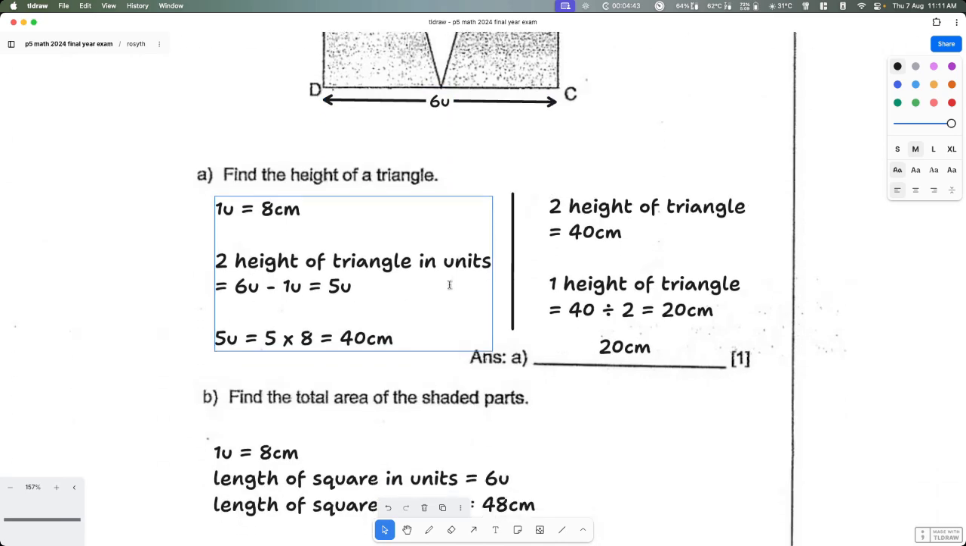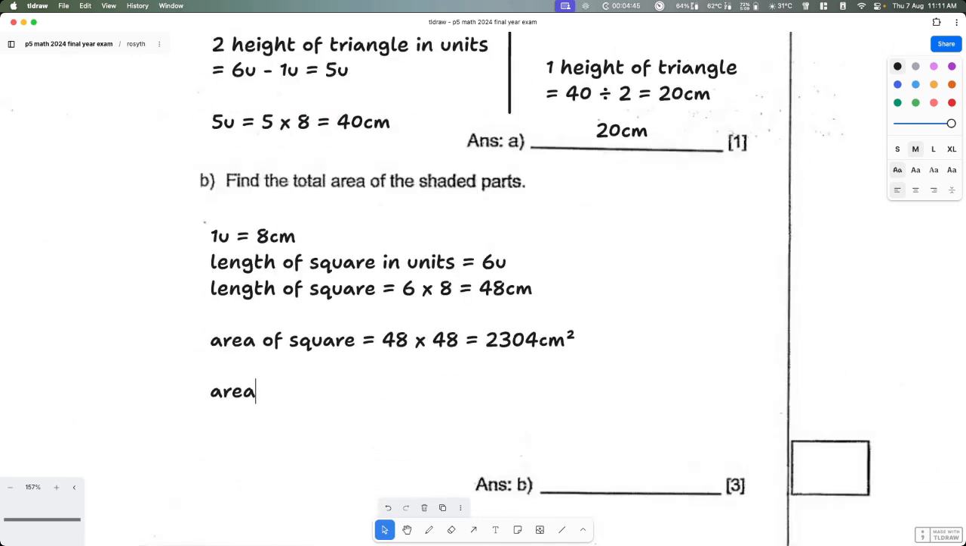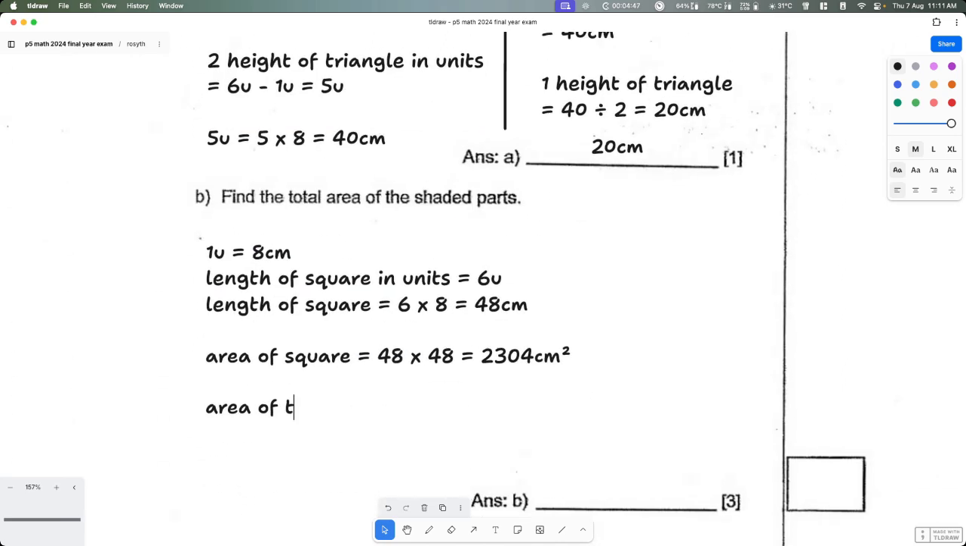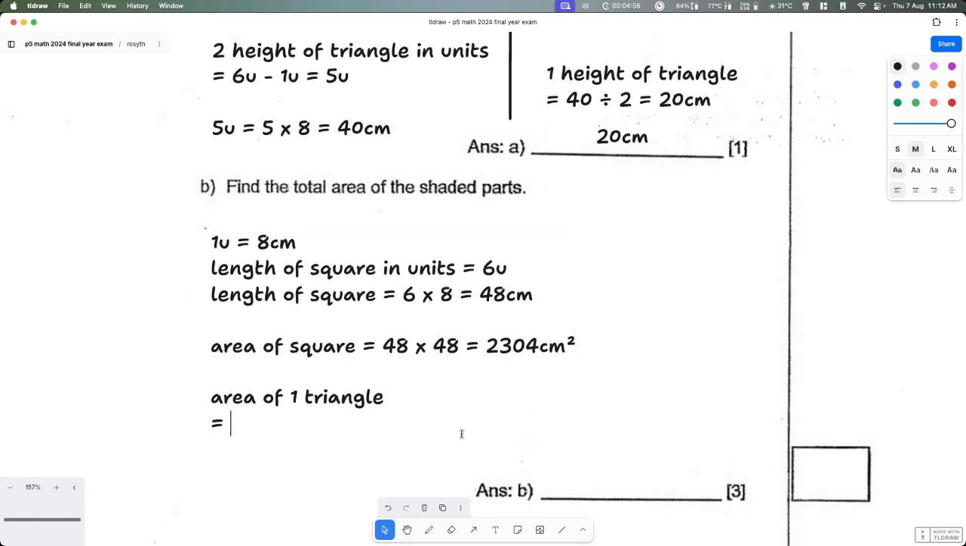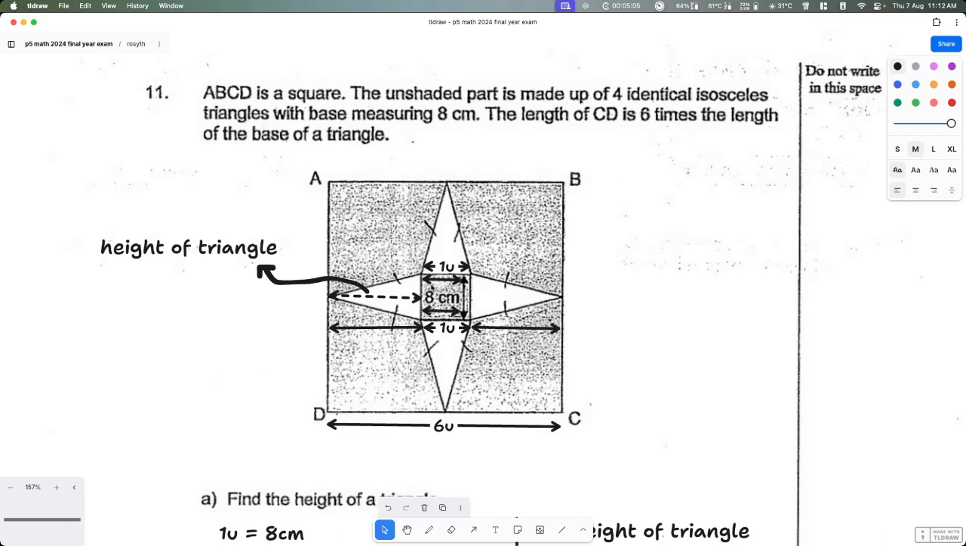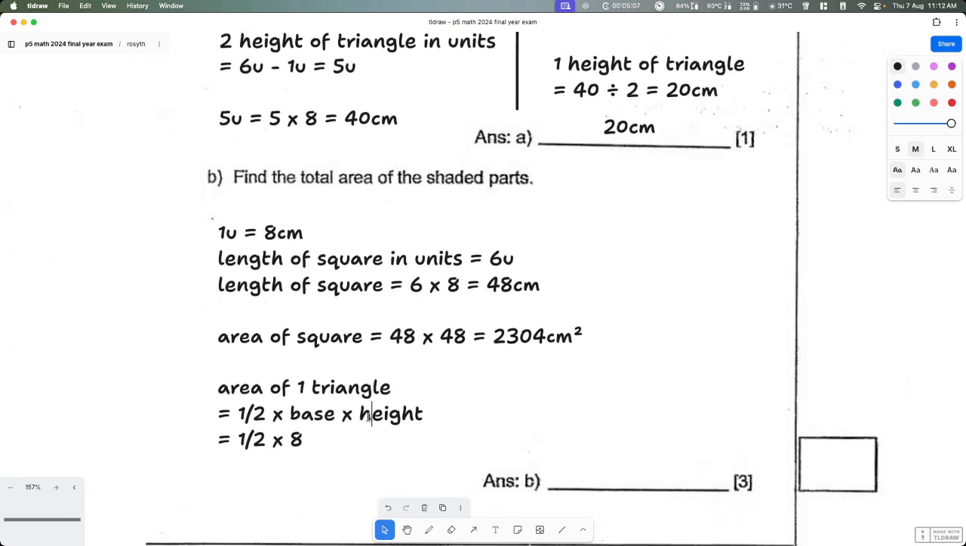The next thing is you want to get the area of the triangle. So for one triangle, we know the height of the triangle is 20 centimeters. So it's half times base times height. We know the base is 8 centimeters, and the height itself is 20 centimeters. This will be 80 centimeters square, right?